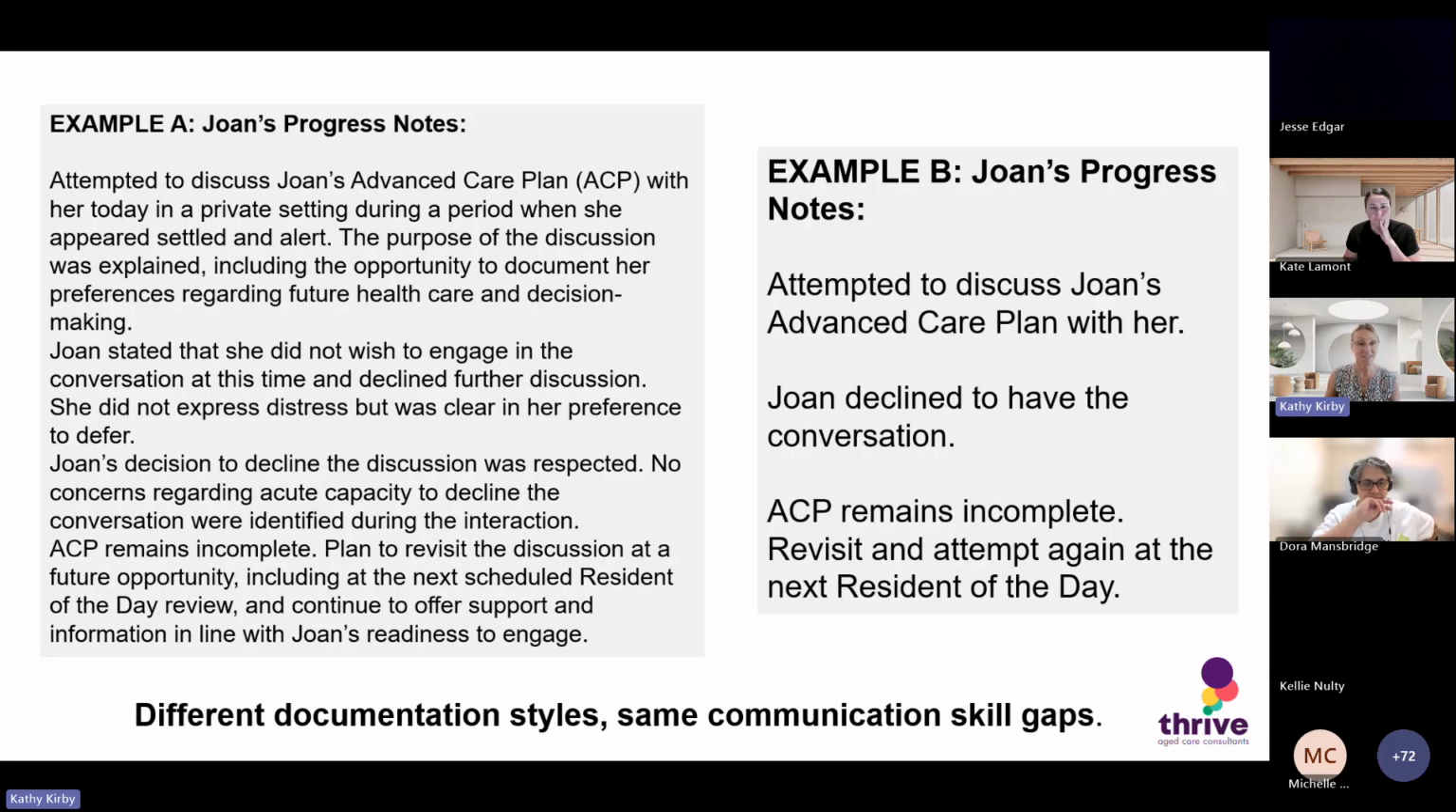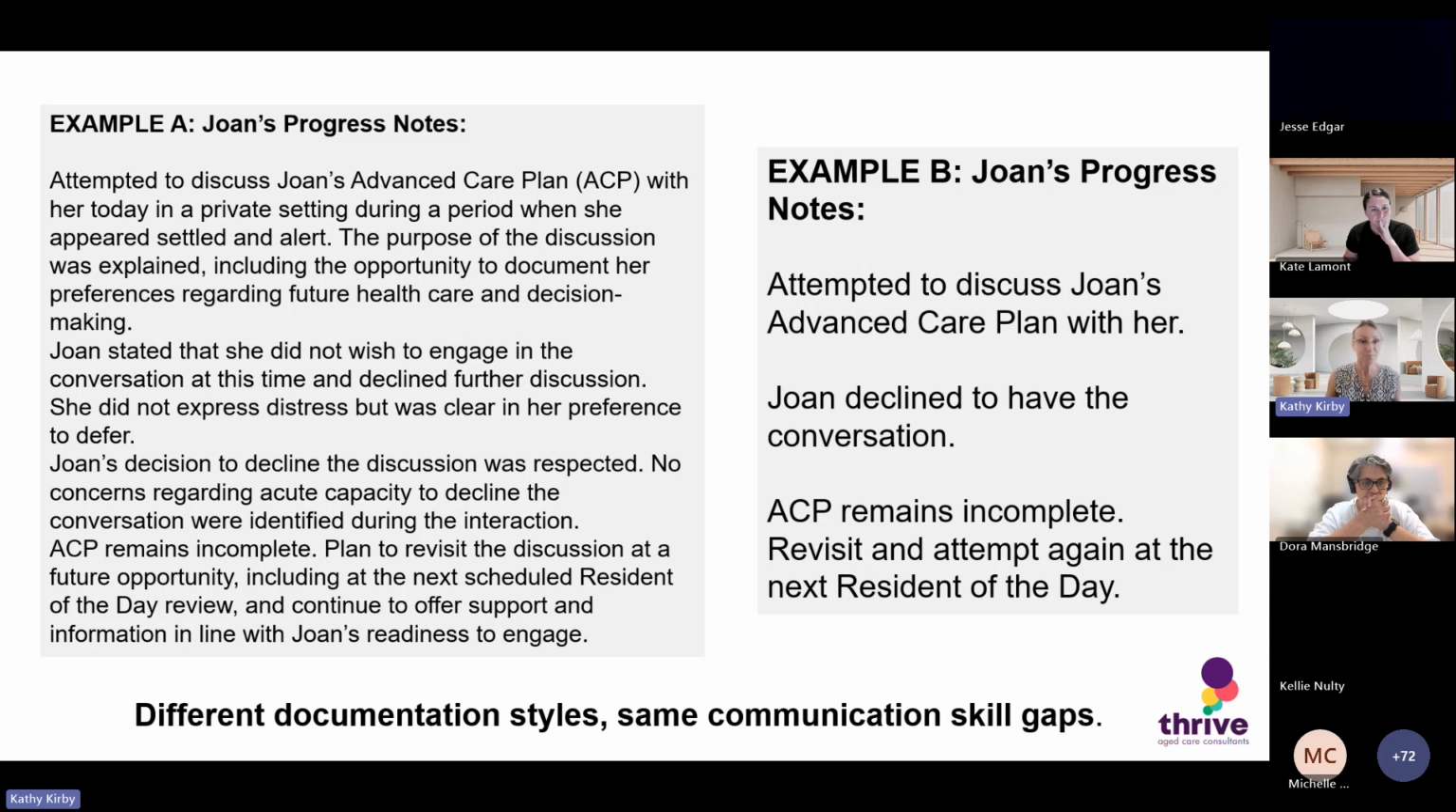And put in the chat whether these seem familiar to you. We've got example A of Joan's progress notes, a different resident. And I'll just summarise it. Attempted to discuss Joan's advanced care plan with her today in a private setting during a period where she appeared settled and alert. The purpose of this discussion was explained, including the opportunity to document her preferences regarding future healthcare and decision-making. Joan stated she did not wish to engage in the conversation at this time and declined further discussion. She did not experience distress, but was clear in her preference to defer. Joan's decision to decline was respected. No concerns regarding acute capacity to decline the conversation were identified during the interaction.